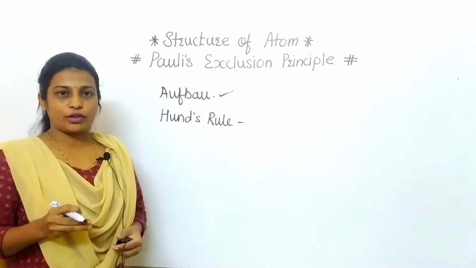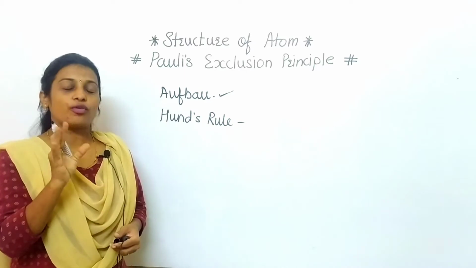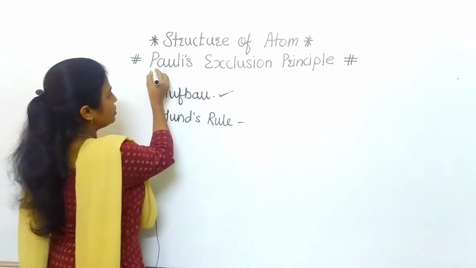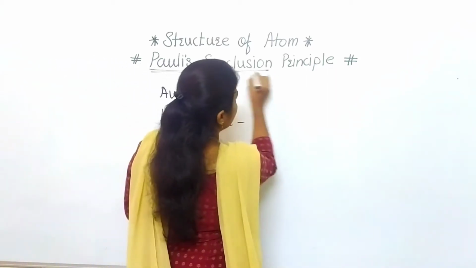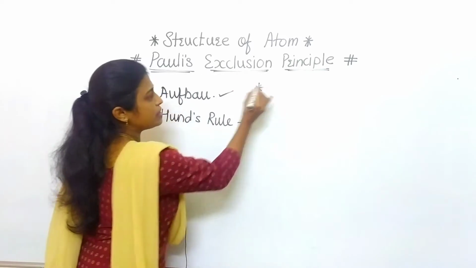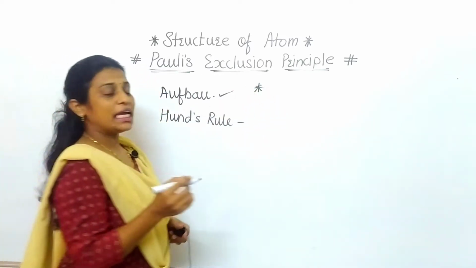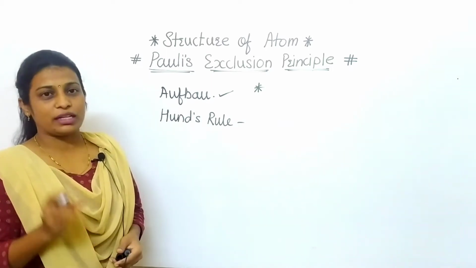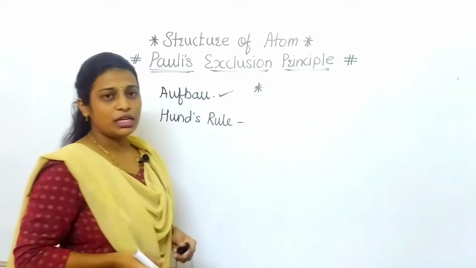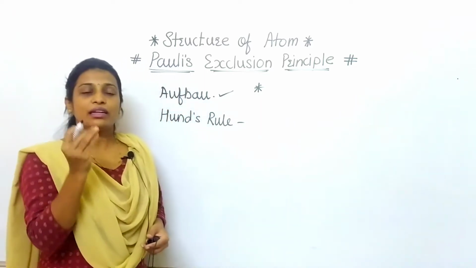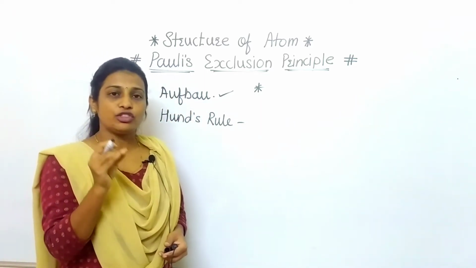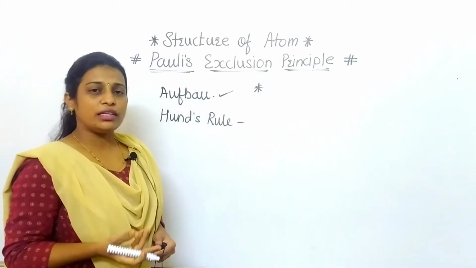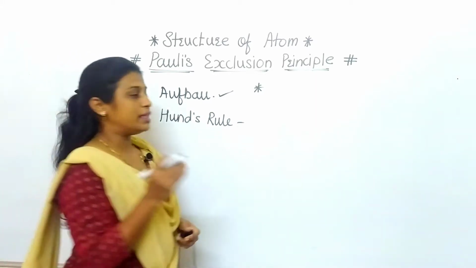After that we saw Hund's rule. Actually, when we are filling the electrons, we discussed how to fill them. Now it's time to discuss Pauli's exclusion principle. In this principle there is a restriction. What is the restriction? How many electrons should be filled in an orbital is restricted by this exclusion principle. The number of electrons filled in each orbital is restricted by it.